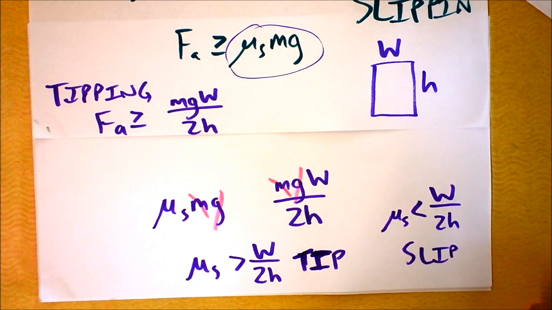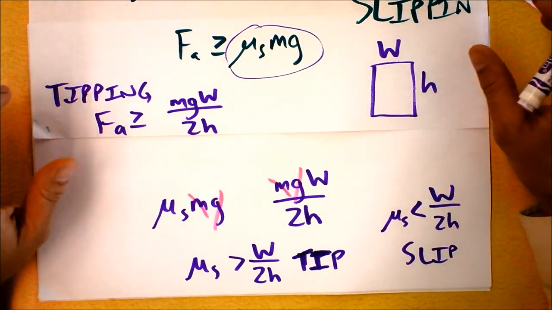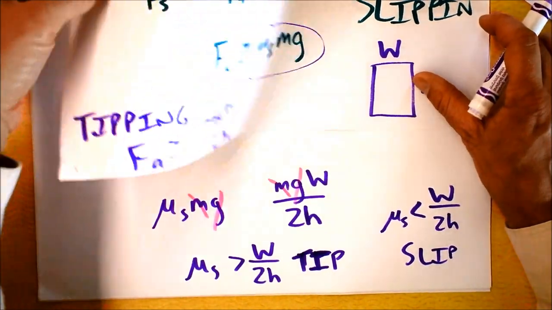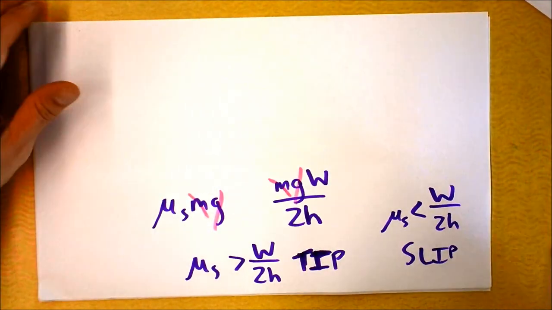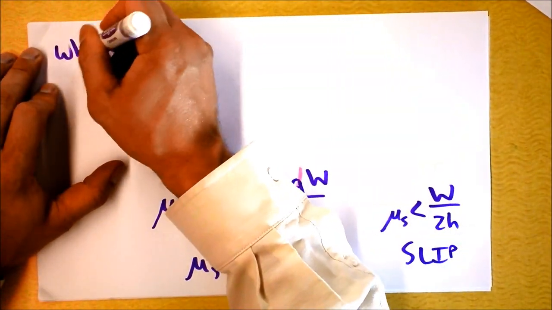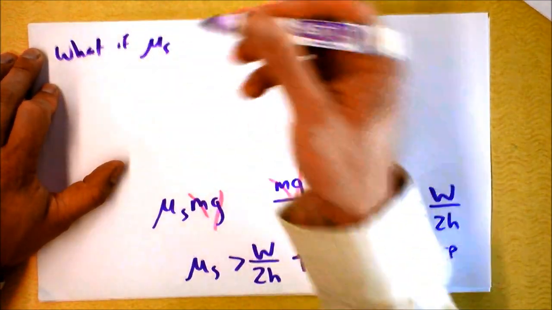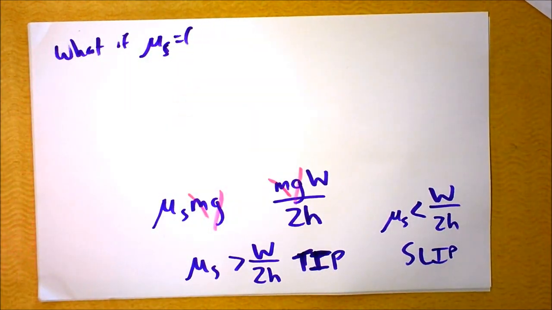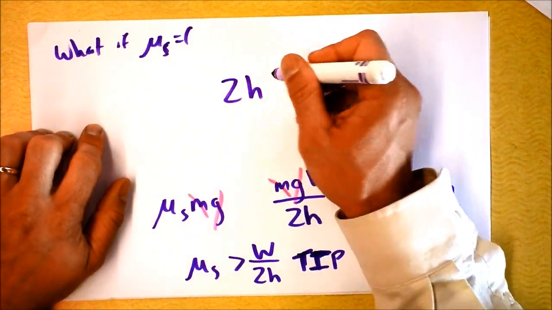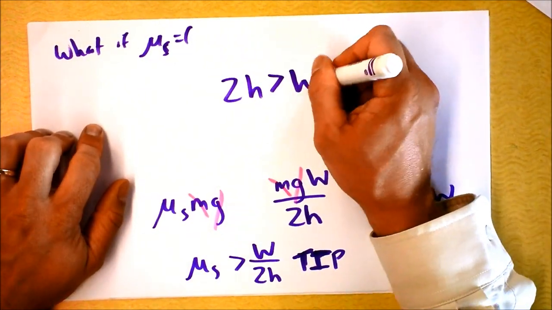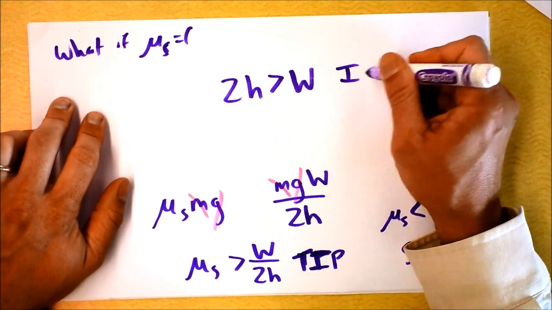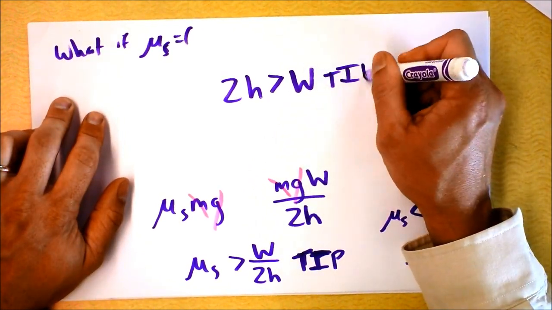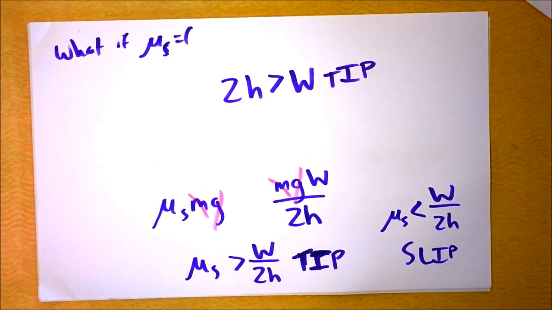So maybe, do you want to even go a step further? Oh, you can stop right now if you want to. I can definitely see why you might be a little bit frustrated with where we're going here. But what if mu sub s equals 1? What if we have a nice frictional surface? In that case, we'd be arguing that if 2 times the height is greater than the width, then we've got something that will tip.